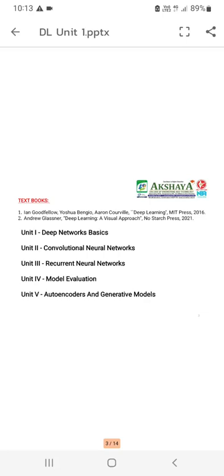The 5 units of the subject are: Unit 1, Deep Network Basics. Unit 2, Convolutional Neural Networks. Unit 3, Recurrent Neural Networks. Unit 4, Model Evaluation. Unit 5, Autoencoders and Generative Models. Now let's start with Unit 1.